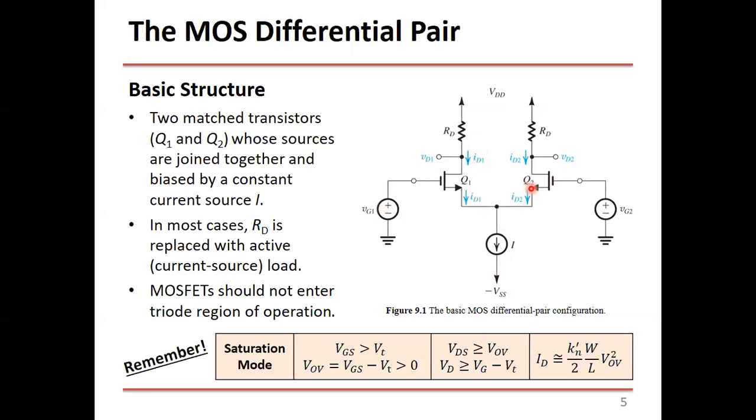That means they have the same process, the same transconductance properties or parameters. They have the same W and L. Everything is the same. Since they are fabricated in an integrated circuit, it is possible to have two identical or very closely matched transistors. This is feasible. Then they are joined together at the source, as you can see, and they are biased by this current source.